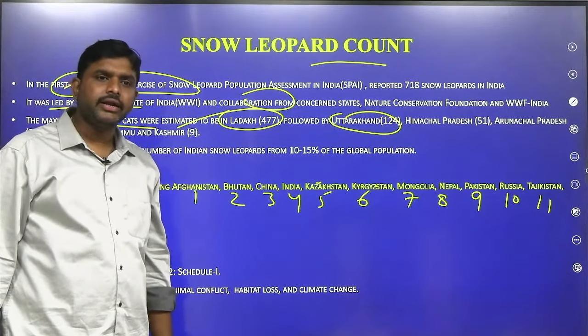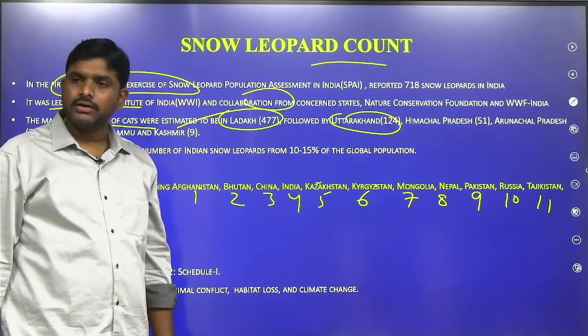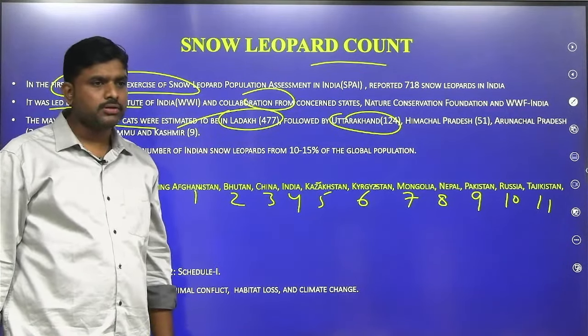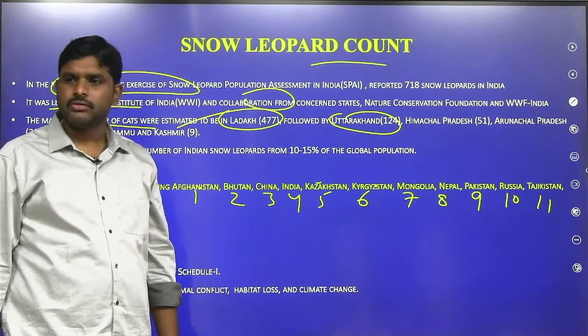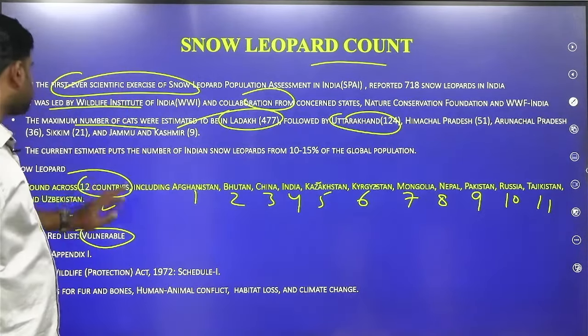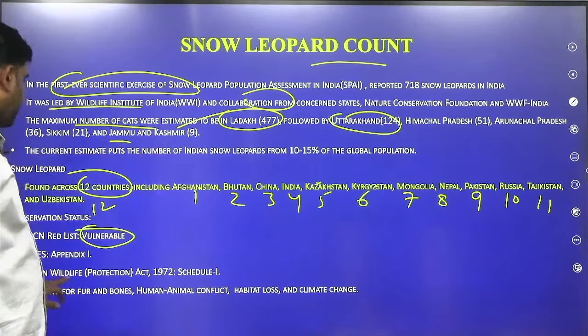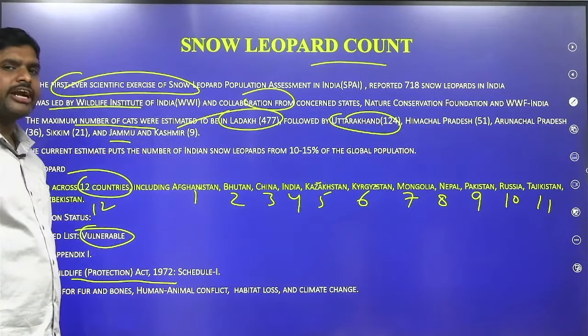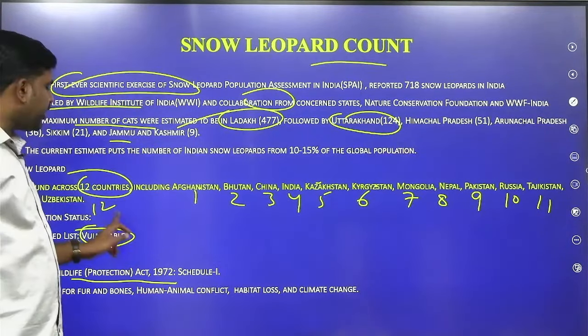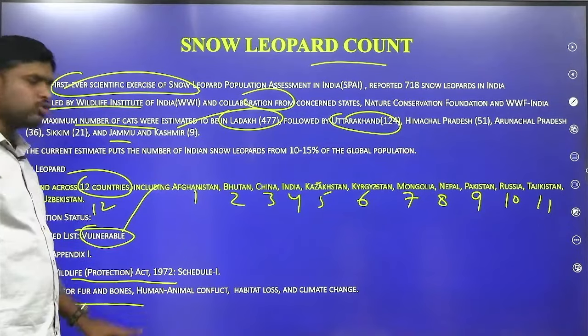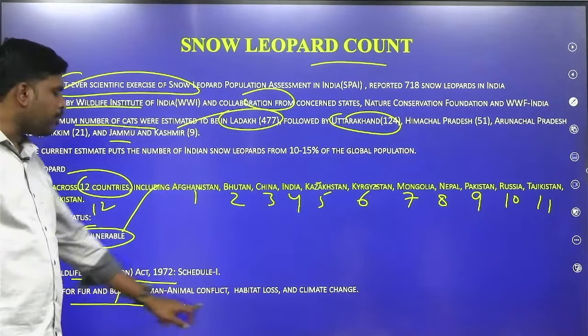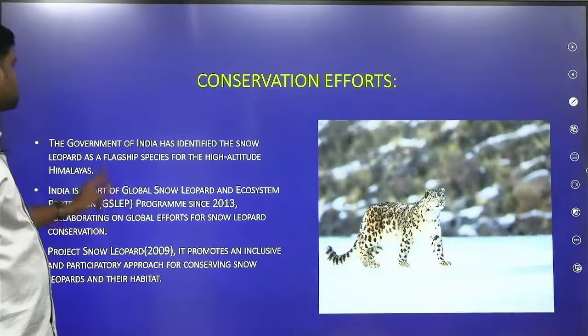Ladakh. Second? Uttarakhand. Third? Himachal Pradesh. Fourth? Arunachal Pradesh. Fifth? And finally it is Jammu and Kashmir. It is present in Wildlife Protection Act 1972, Schedule 1. It is vulnerable and mainly it is losing for bone and fur, human-animal conflict, habitat loss, conservation.